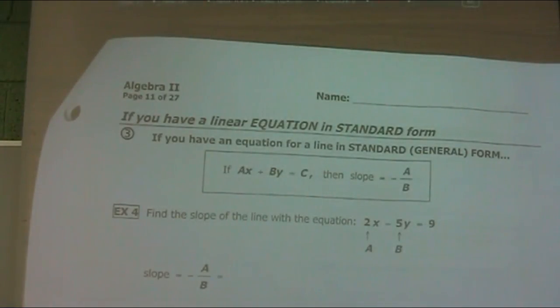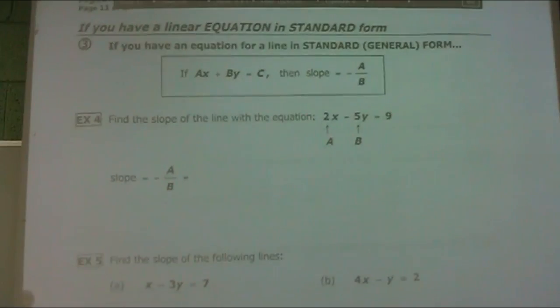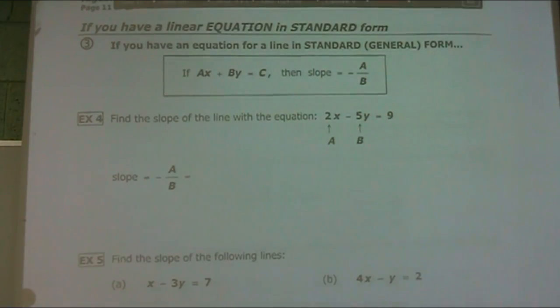So let's go backwards to page 11 of our notes. There's a formula to find slope when you have an equation in standard form. And here's that formula. If you have an equation in standard form, ax plus by equals c, then the slope is negative a over b. And I'd like to show you where that comes from, because it doesn't come from nowhere.